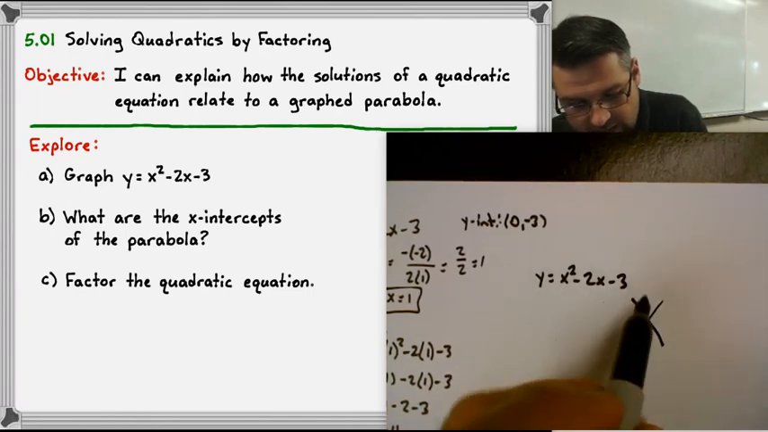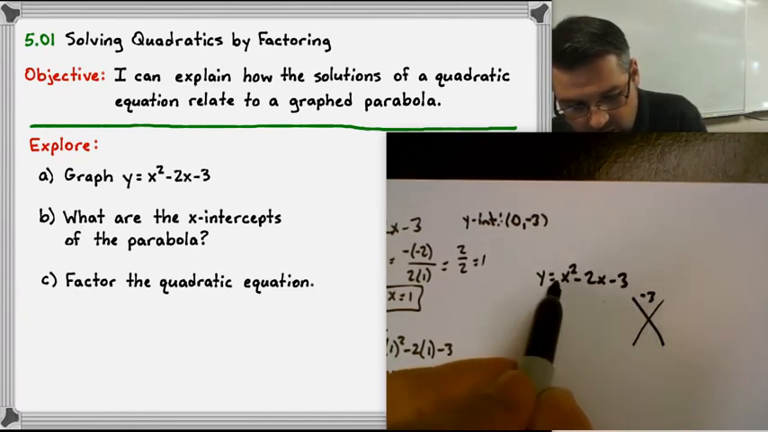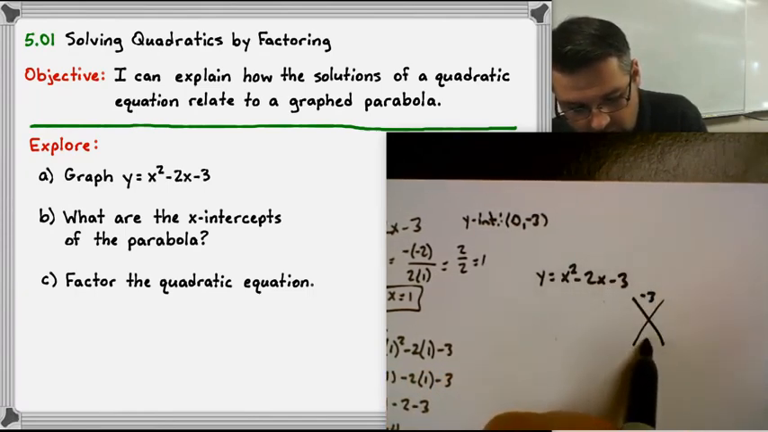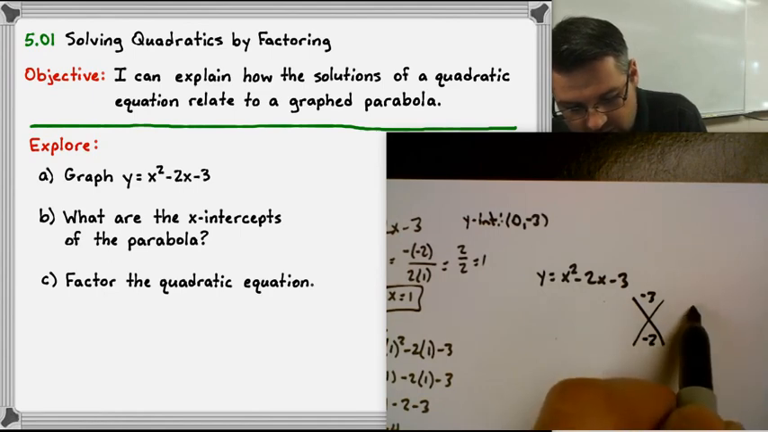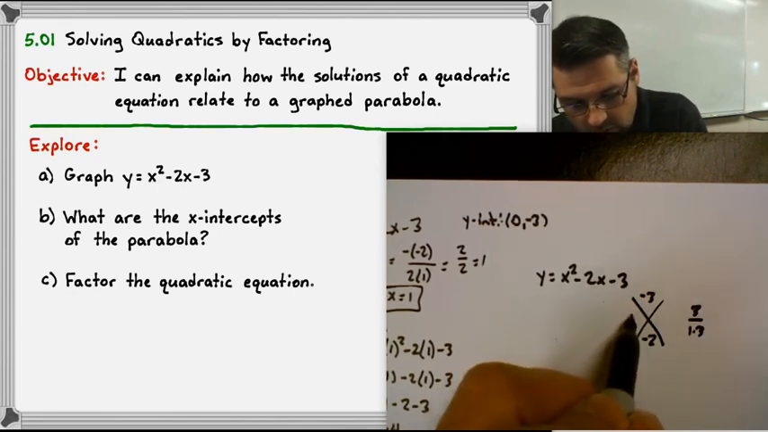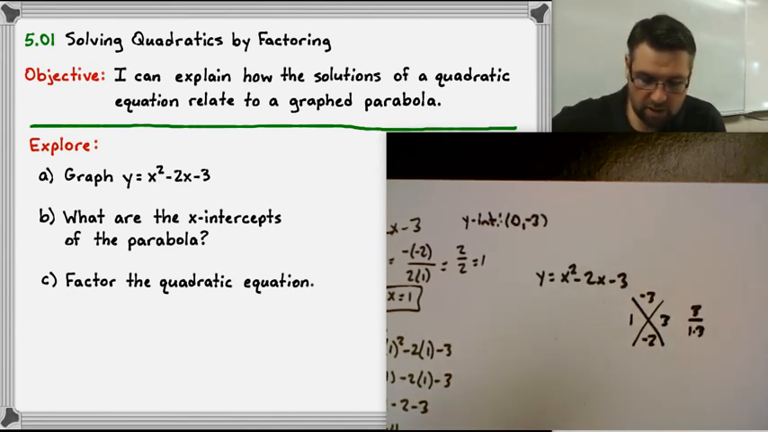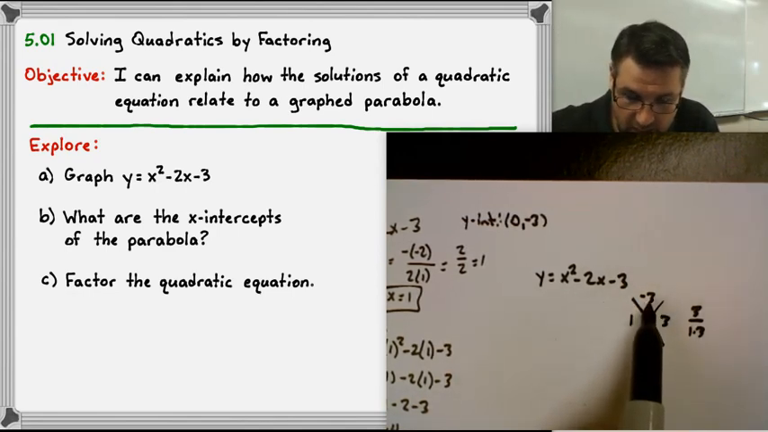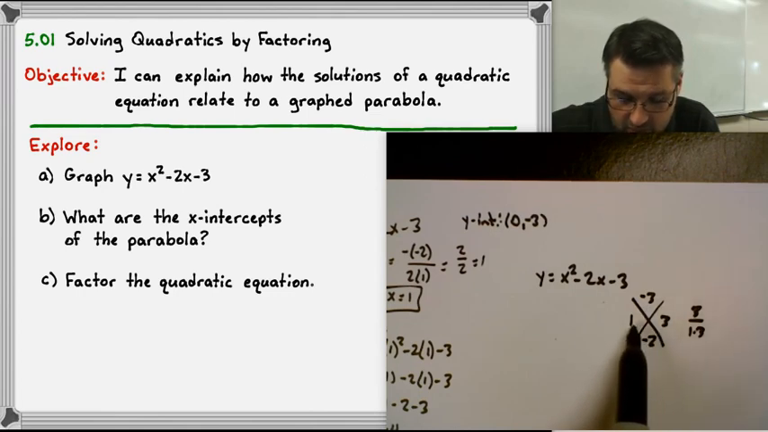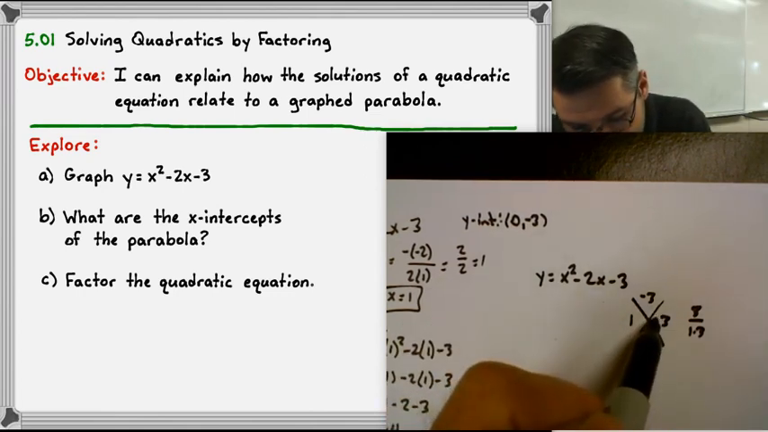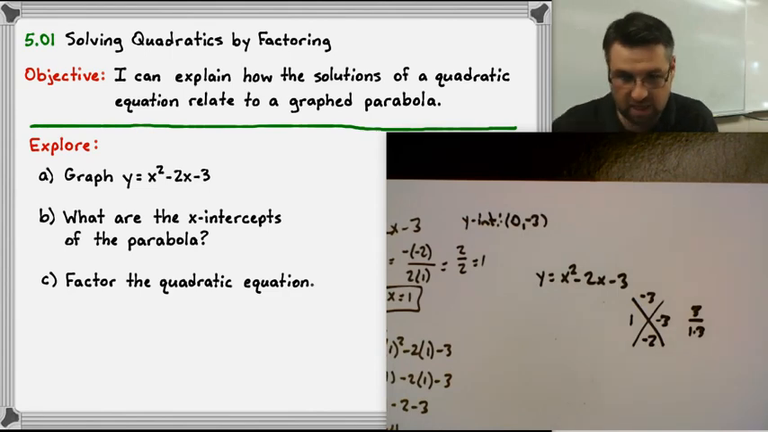A times c is negative 3. 1 times negative 3 is negative 3, and then b is negative 2. So we have to list our factors of 3. The only one that works is 1 and 3. So we put a 1 here and a 3 here. Now we look at the signs. Well, if I wanted to multiply to negative 3, that means one of these has to be negative. If I wanted to add to a negative number, that means the bigger number has to be negative.